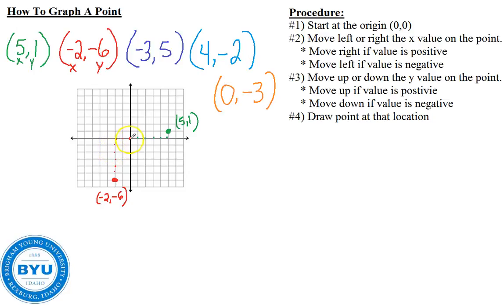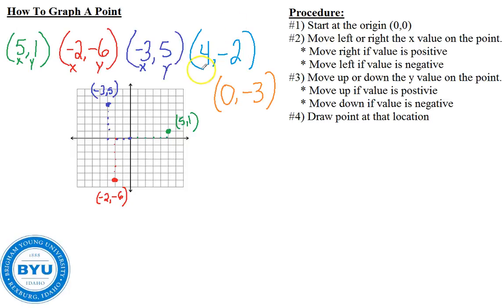Now negative 3, 5. Again, I'm starting here at 0, 0. The first value tells me how far left and right I go. So because it's negative, I'm going left 3 and then up 5. 1, 2, 3, 4, 5. That right there is negative 3, 5. Now, sometimes people get their x's and y's mixed up. Remember, the first value is the x value. That's how far left and right you go. The second value is the y value. That's how far up and down you go.